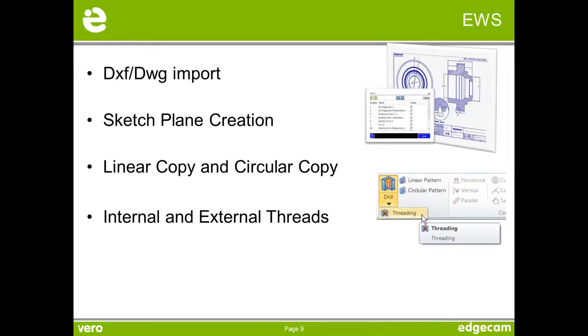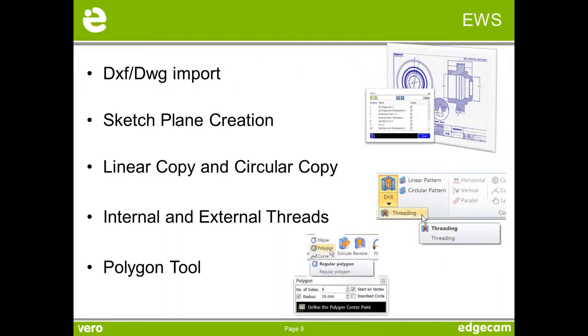Internal and external threads have been added, again very, very important for feature finding. If you have created a diameter, you want to say that's a tap tool or that's an external thread for turning, that's now possible inside EWS. And lastly, a little extra command inside sketching, the ability to just sketch out a polygon.